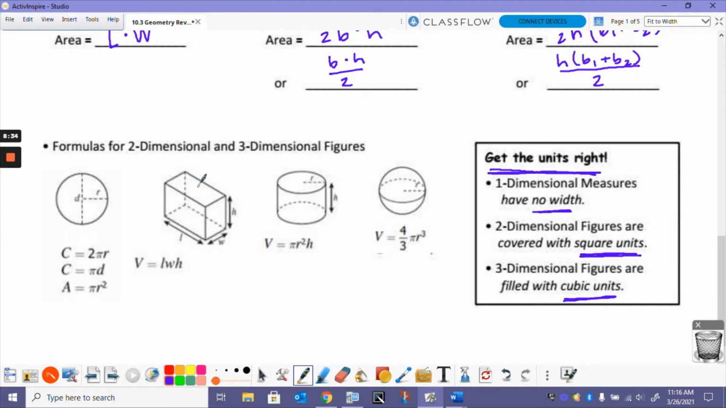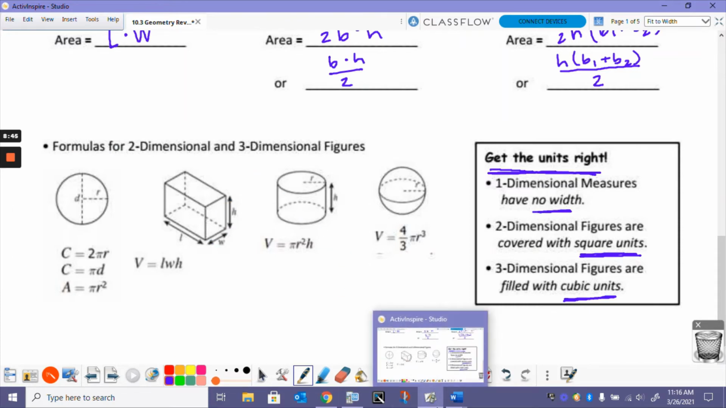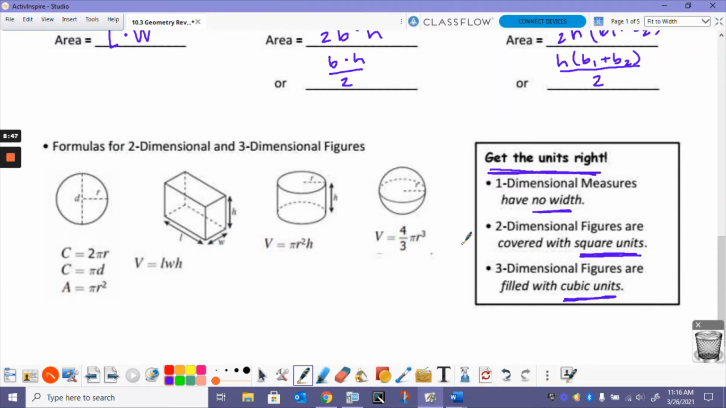We can find the volume from length times width times height, okay? Length times width times height. And these formulas will be given to you on like state tests, but it's important that you're still aware of them and able to understand them, okay?